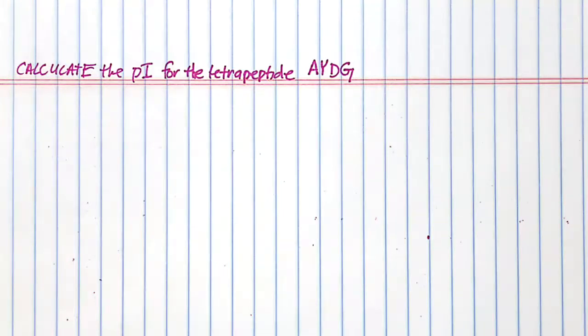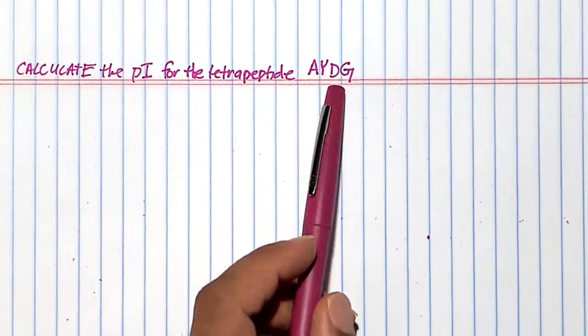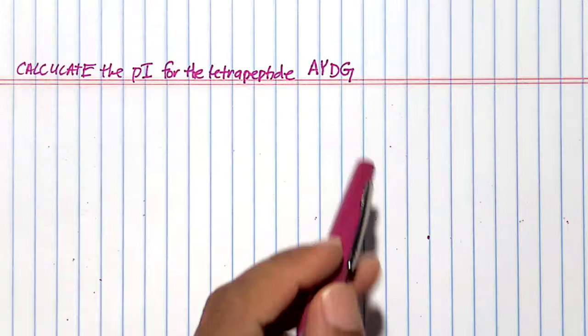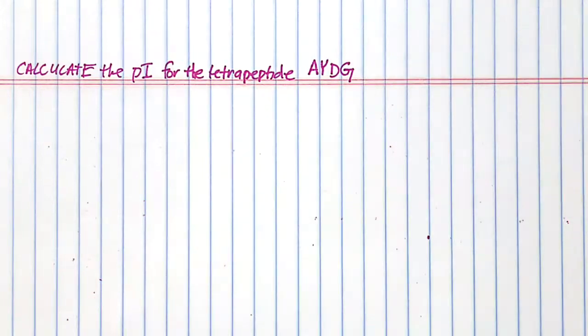Now that we are comfortable with isoelectric points in the PI, in our previous video we actually calculated the isoelectric point for two amino acids. One was histidine, the other one was aspartic acid. How about we calculate the isoelectric point for not an individual amino acid, but maybe 4 amino acids joined together to form a tetrapeptide, AYDG? Okay? So that would be the goal of this video tutorial.